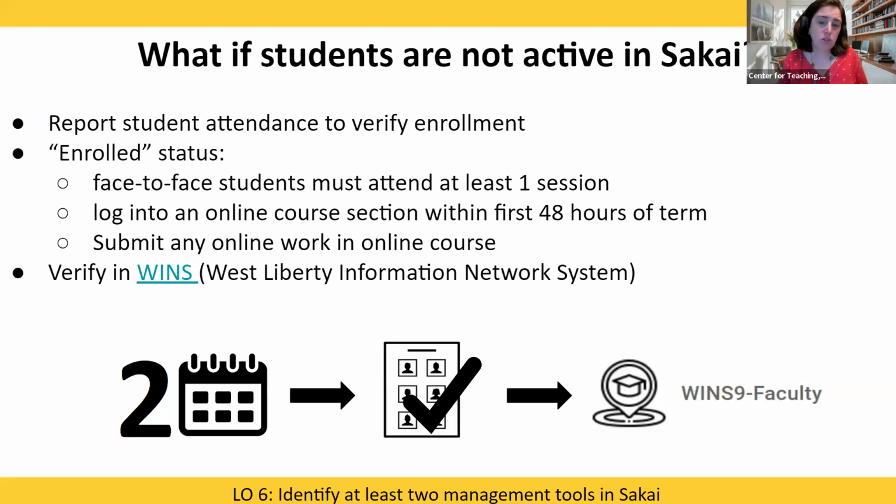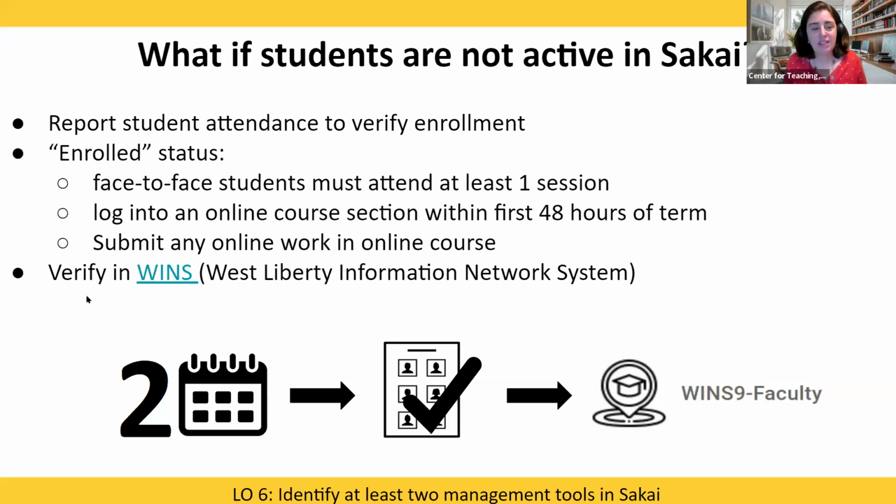If it's an online course, they need to log in within the first 48 hours. So after that first official date of the first class, they have 48 hours to log in and see something. There may not be anything due, but they have to attempt there. Or have they submitted anything in the online course in that time period? If they haven't, we consider them not attending and you mark them as so, and they'll be unenrolled from the course. And when Banner syncs, it'll pull them out.